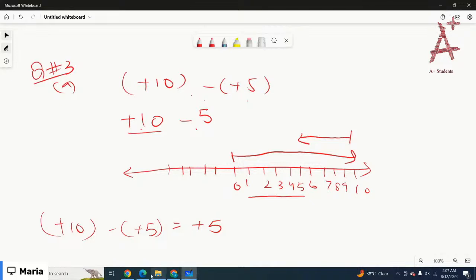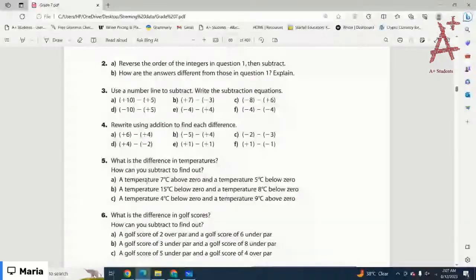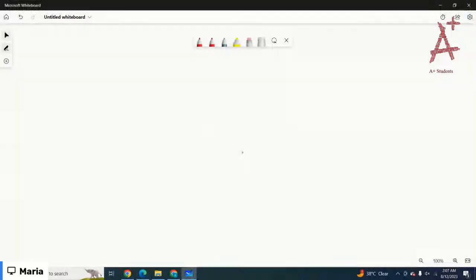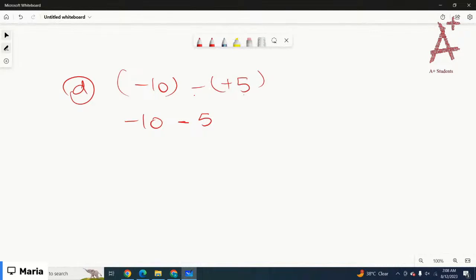Okay, let's just do another part. Let's do D, -10 minus +5. -10 minus +5. Basically subtracting a positive number is same as subtracting. So you have to do -10 and -5.